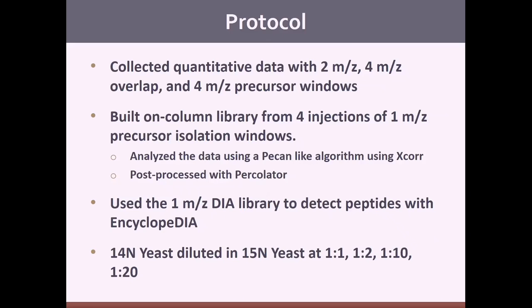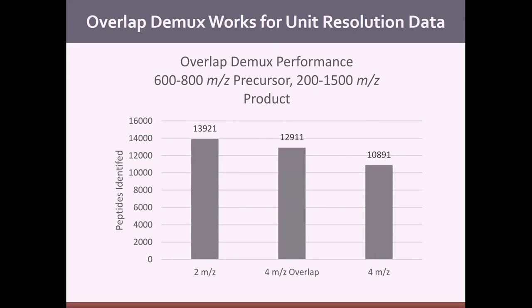We also had different abundance experiments, so we had 14N yeast deleted and 15N yeast at known ratios. The first thing here was the 2 m/z data, from a pretty narrow mass range, and we're doing this because the 2 mass-to-charge doesn't have quite the cycle time. Here we're looking at about 13,900 peptide detections in this narrow mass range. If you look at 4 mass-to-charge overlap, it's 12,900, and if you just do 4 mass-to-charge by itself, it's 10,000.